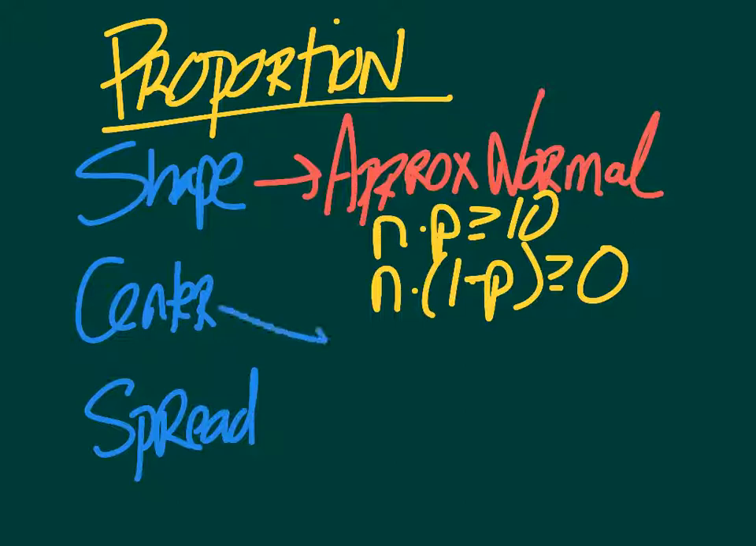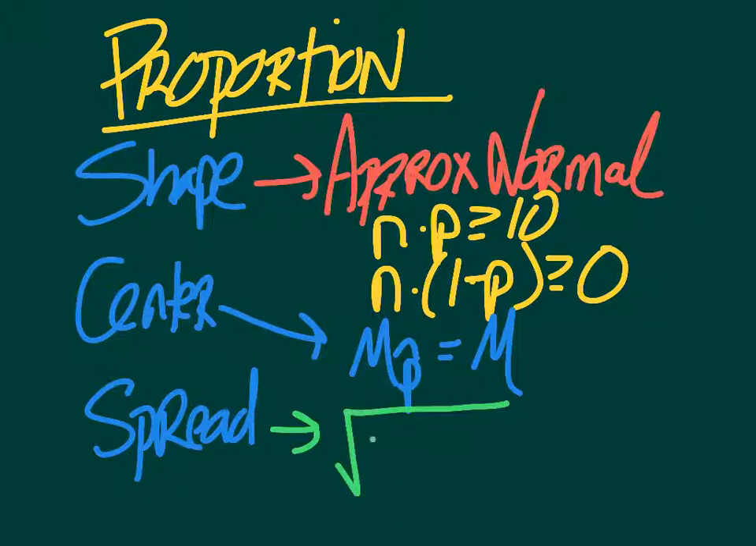Now, center, we know that mu of p hat for proportions is just equal to p, the population proportion that's given. And then the last one is spread. To do the spread for a proportion, we're going to take the square root of p times 1 minus p all over n, which will give us our standard deviation.